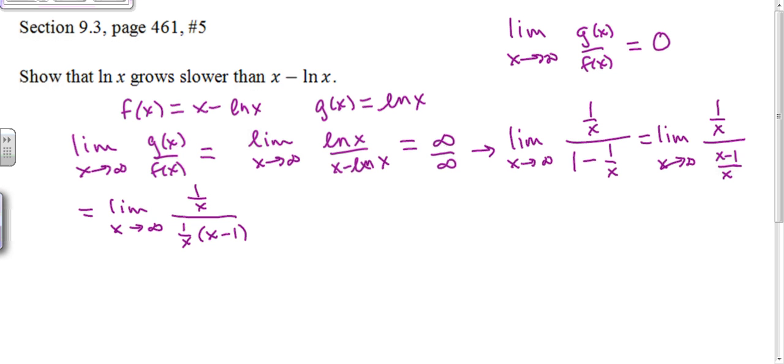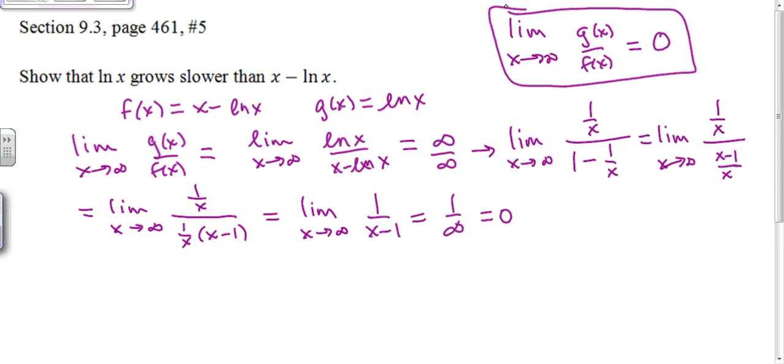And now I can cancel those 1 over x's in the numerator and the denominator, and I'm going to end up with the limit as x goes to infinity of 1 over x minus 1. And when I substitute in for the limit, I'm going to get 1 over infinity, which is equal to 0. And that satisfies the criteria that I had in the first place, which tells me that the natural log of x is going to grow slower than x minus the natural log of x.